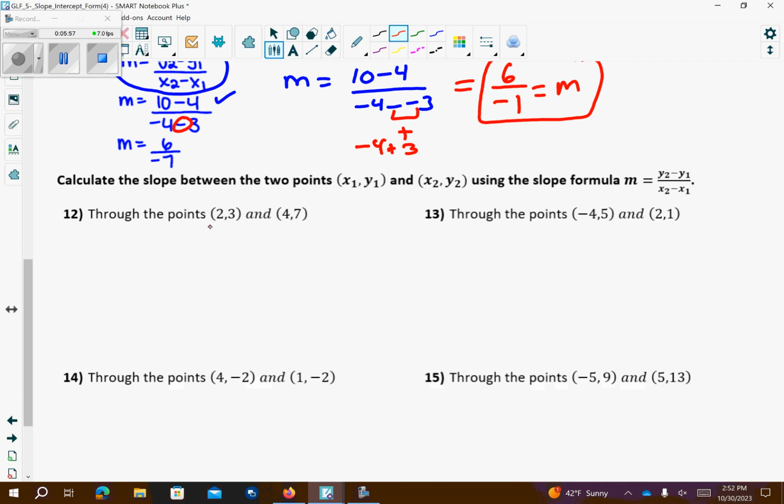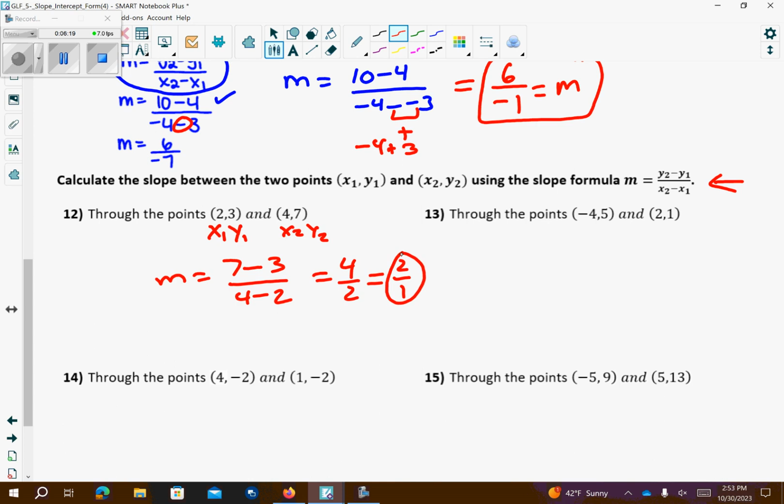Number 12, I'm going to label this point x1, y1, x2, y2. I'm going to plug those into this equation right here. So my slope is going to be y2 minus y1 over x2 minus x1. So that's going to give me 4 over 2. Reduce that. So that reduces to 2 over 1. That's what my slope would be. You want to make sure you reduce it and keep it as a fraction.